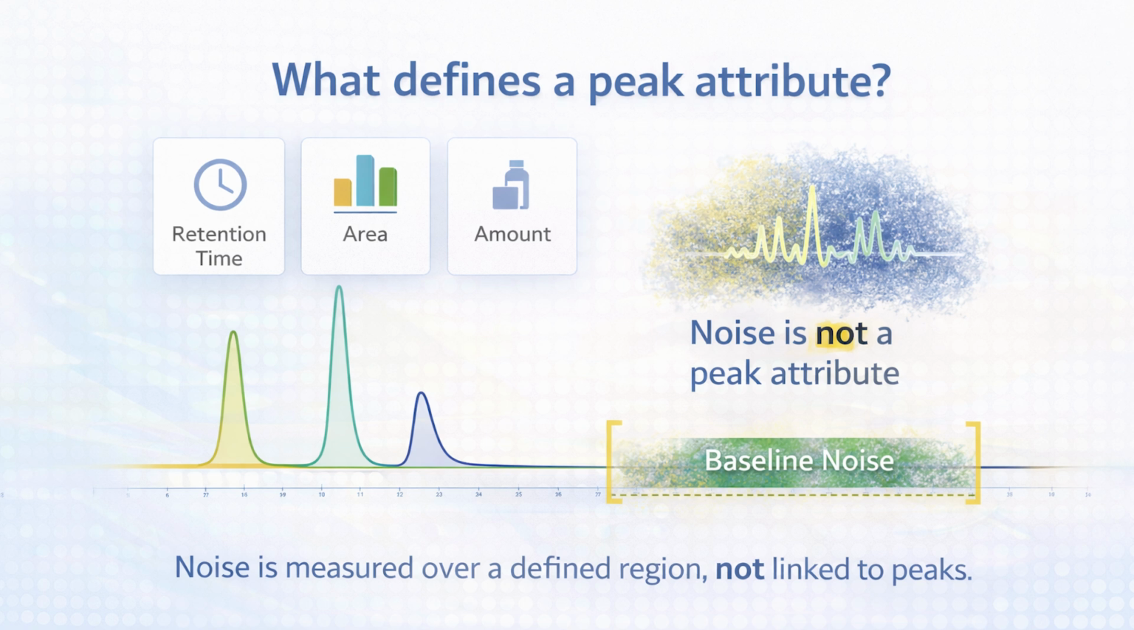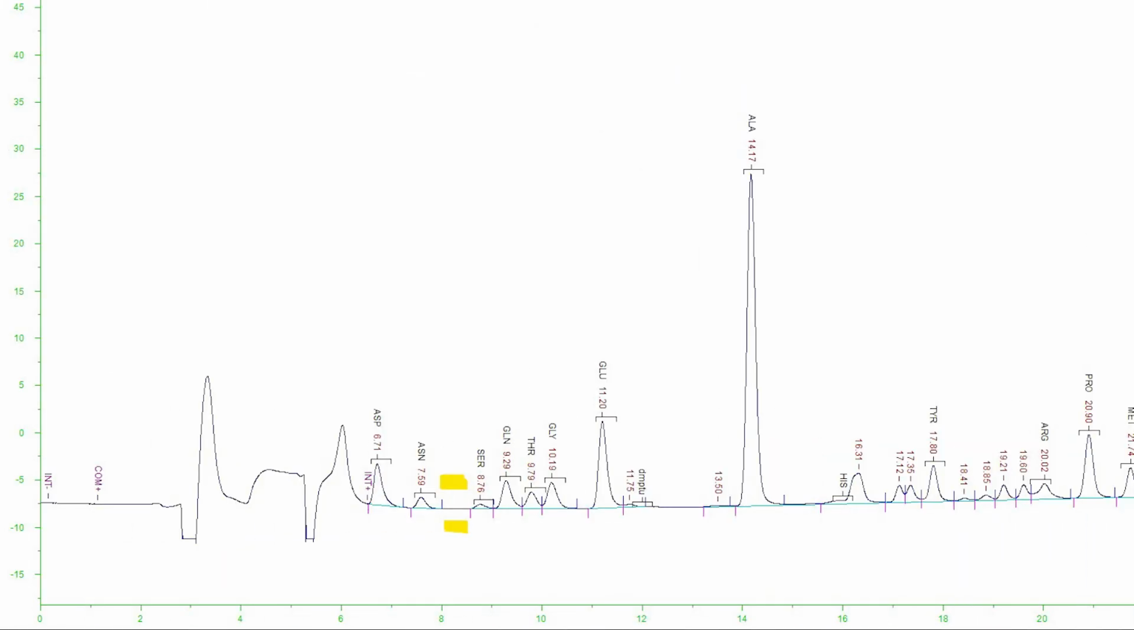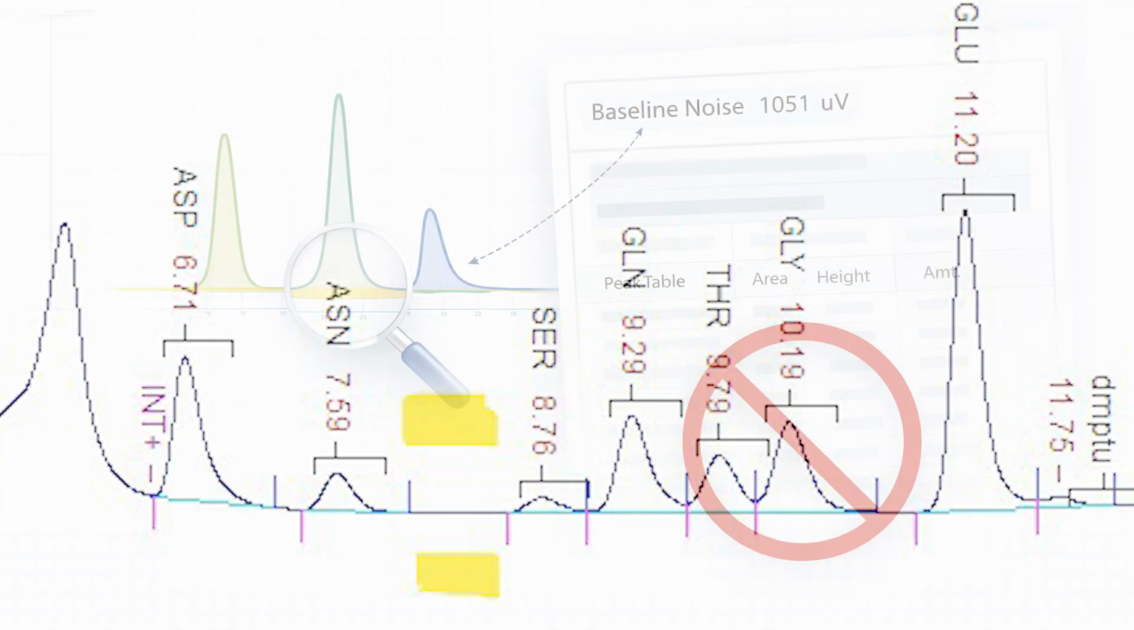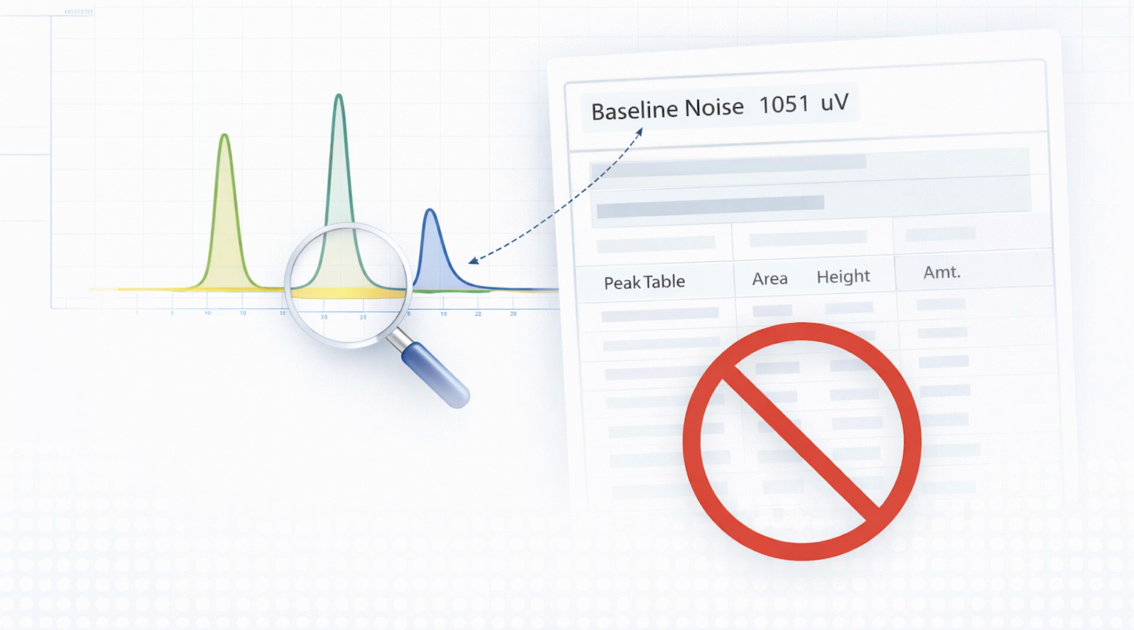In Chromperfect, noise is not considered a peak attribute. It isn't associated with retention time, area, height, or calculated amount. Instead, noise is a property of the chromatogram signal over a defined region. Because of that, noise measurements belong in the report header, footer, or a summary section, not in the peak table.